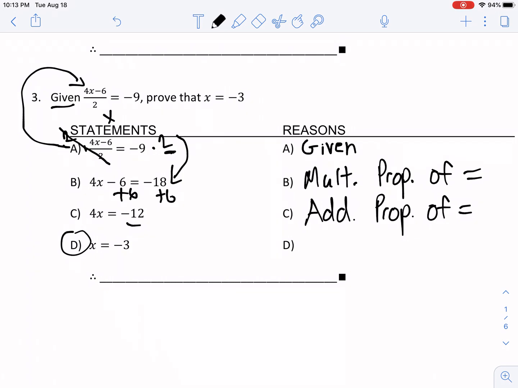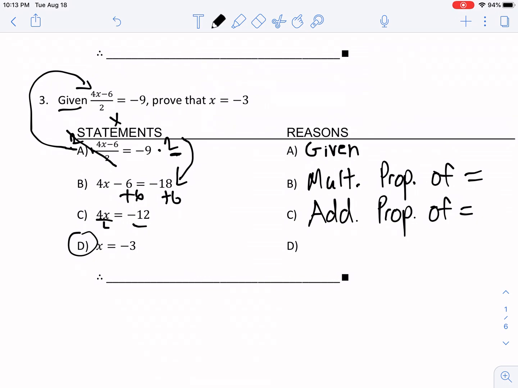And then lastly, we have 4x is equal to a negative 12. Well, going back to our solving multi-step equations, we know that 4x really means 4 times x. Well, how do you undo a 4 times x? You divide by 4, right? Okay, and then we would get x on the left side, and what's a negative 12 divided by 4? Well, that's our x equals negative 3, right?